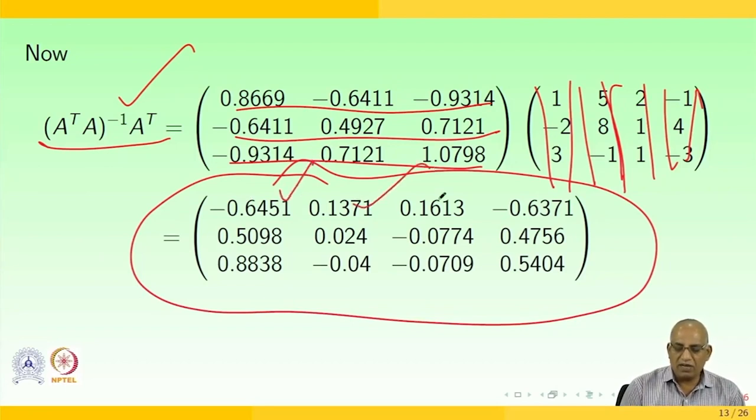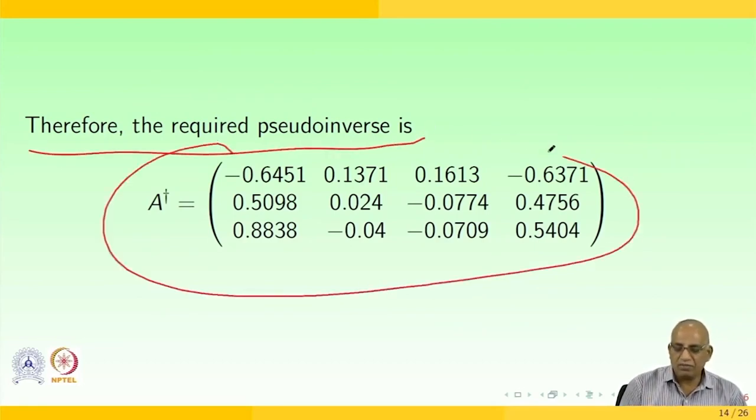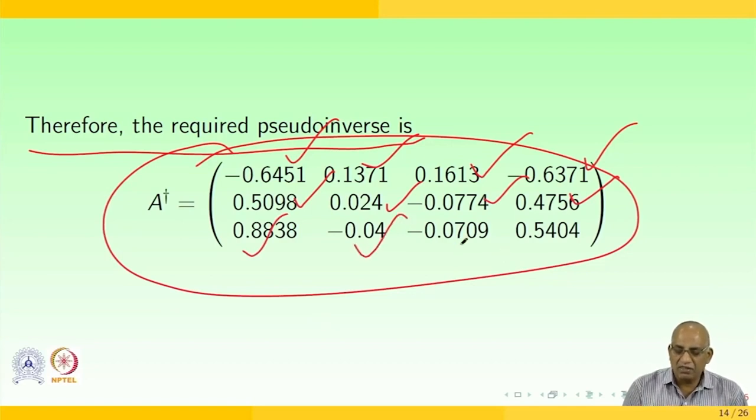0.6451, 0.1371, 0.1613, minus 0.6371, 0.5098, 0.024, minus 0.0774, 0.47756, 0.8338, 0.04, 0.0709, 0.5049, 0.5404. So therefore, we can have the pseudo inverse in this following way. That is, A plus is equal to 0.6451, and this is the second element, this is the third element, and this is the fourth element. Similarly for the other rows. So you will have altogether 3 rows, 4 columns.